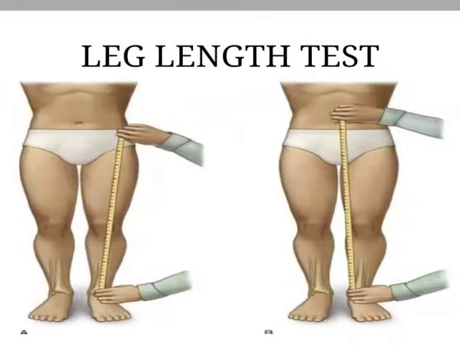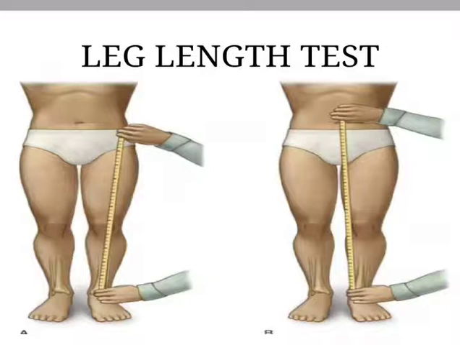Then you go for leg length. For testing leg length, we have two tests mainly. One is true length, another is apparent or functional length. The first picture is the true length. The patient lies supine, with the examiner first squaring the pelvis, then the ASIS to medial malleolus is measured by an inch tape.